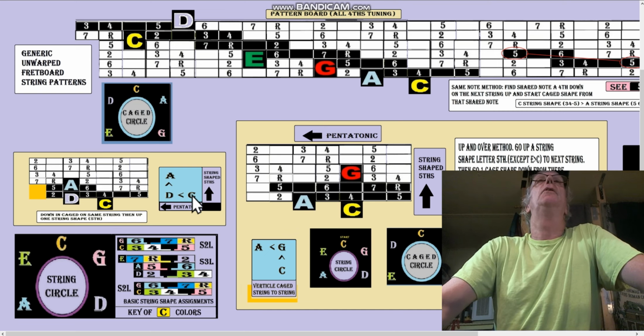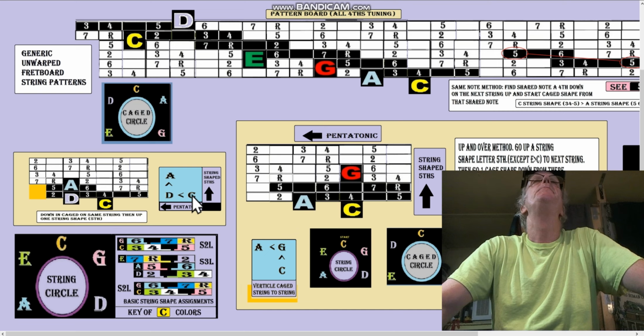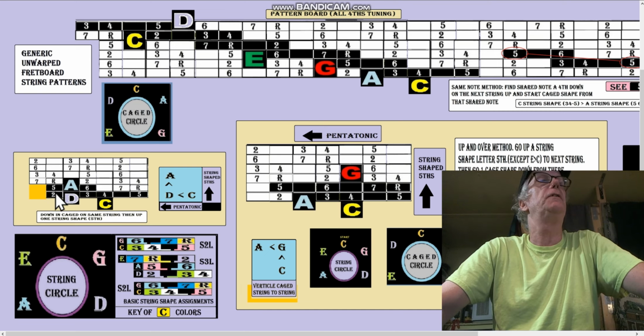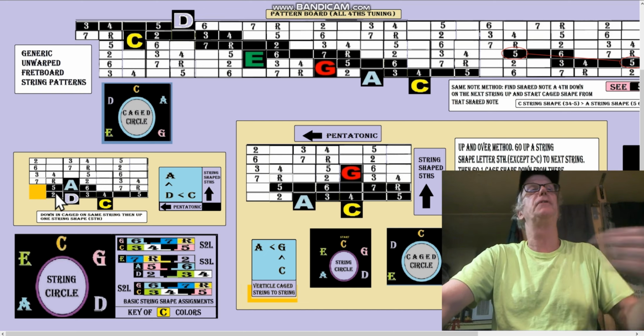So we would go from the C shape, we're going to go one cage shape over, so C goes up in a pentatonic scale to D, caged, and then we go up a string circle, so the D shape, fifth of D is, excuse me, the fifth of D is A. This is where I mess up. I get the hard stuff, I don't get the easy stuff.